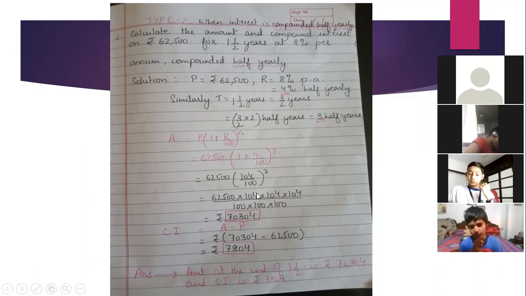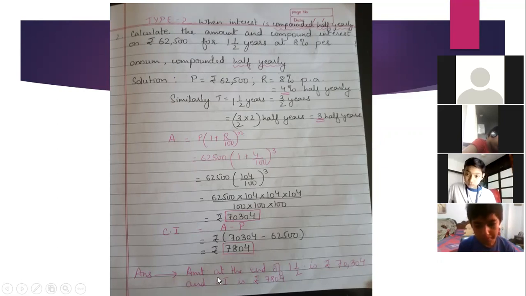After multiplying it 3 times, because the power is 3, and after calculating, I have not shown the entire calculation. Once you calculate, cut it up and down, you will get 70,304 as your amount. So compound interest again is A minus P. So 70,304 minus 62,500 will give you 7,804.